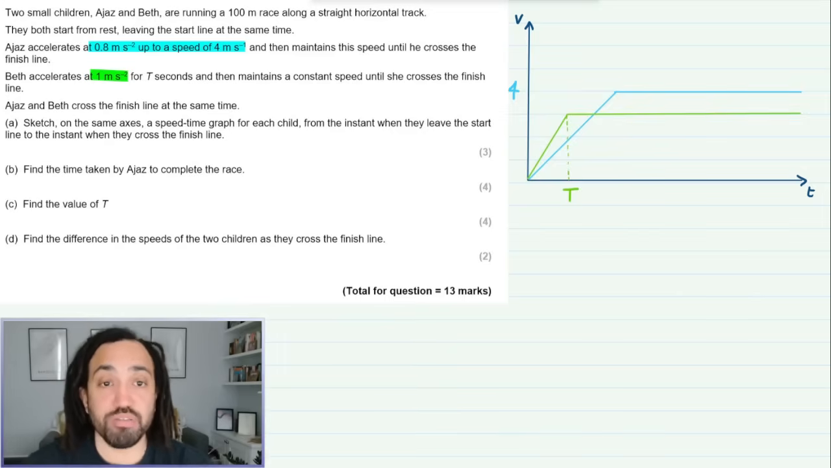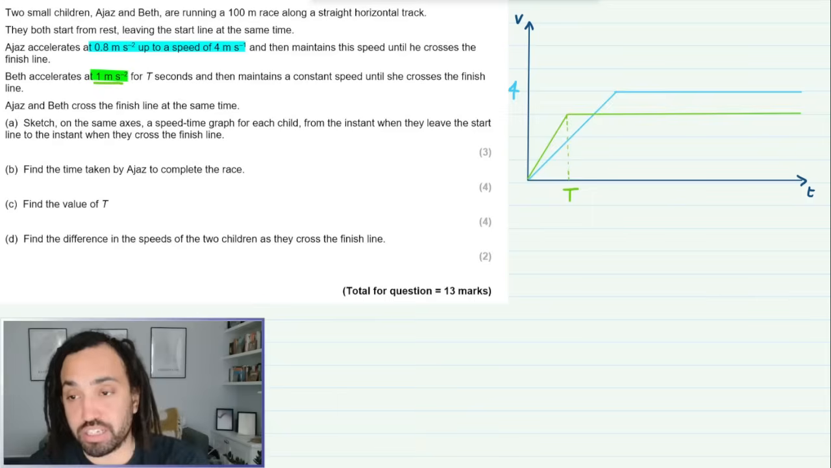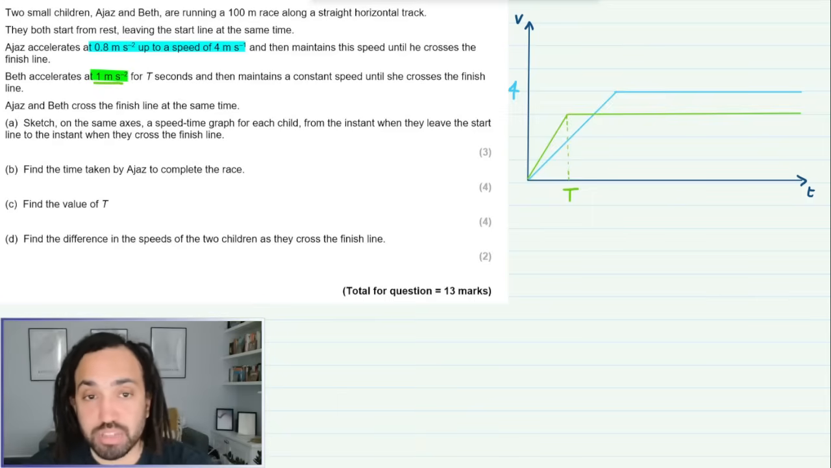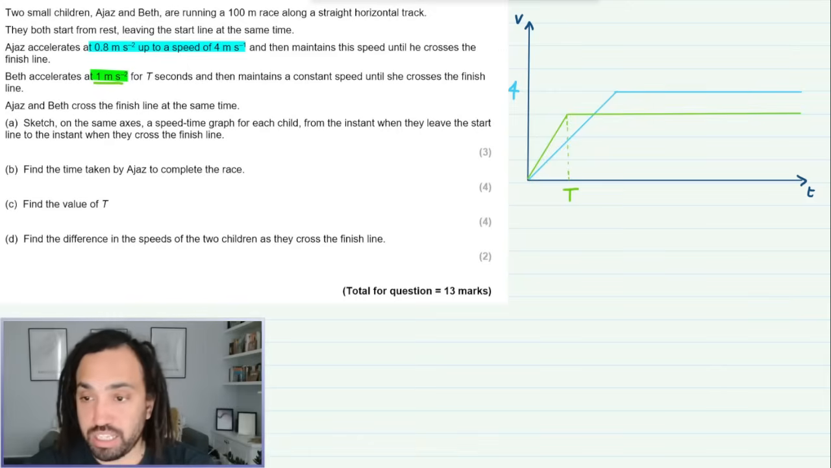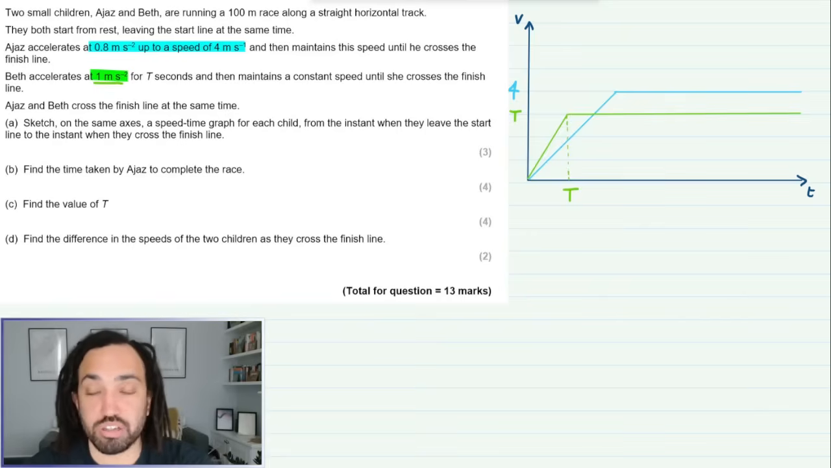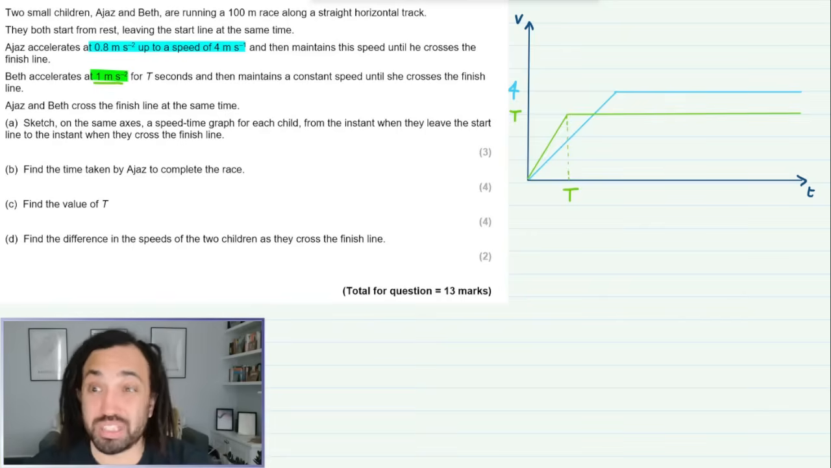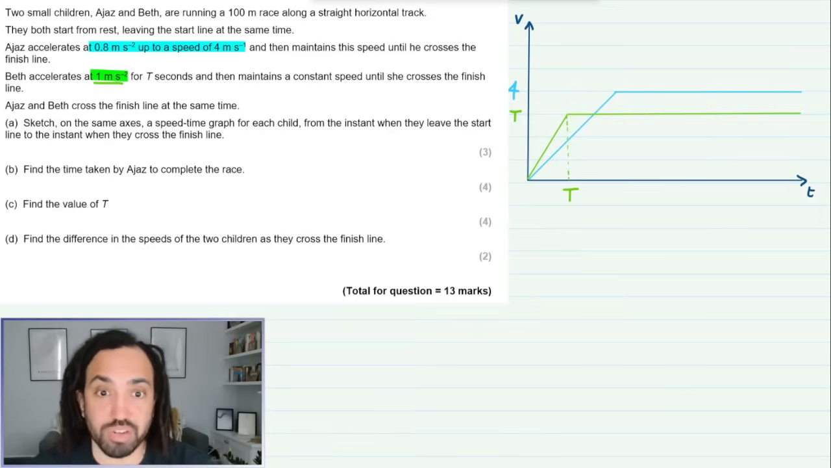So that's good. Oh, another thing to note as well, because they're accelerating at 1 meter per second squared, that means that their gradient is 1. So this value for t down here will also be the y value as well, because essentially that line is a gradient of 1. So that's like y equals x. So those two are going to have the same numerical value.